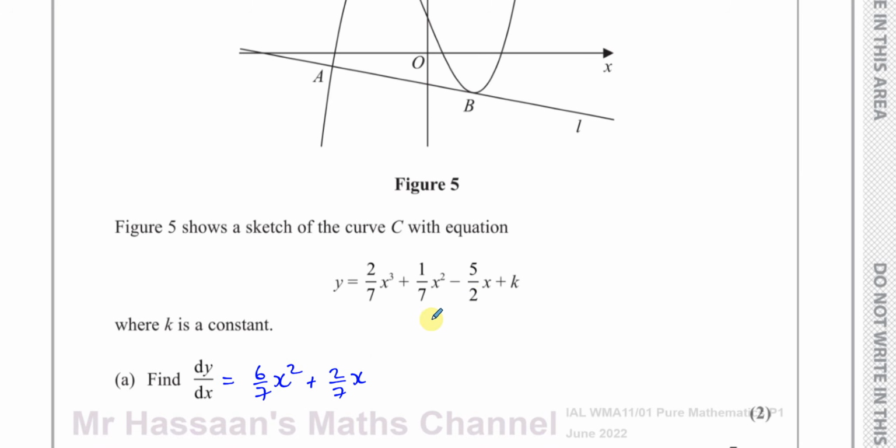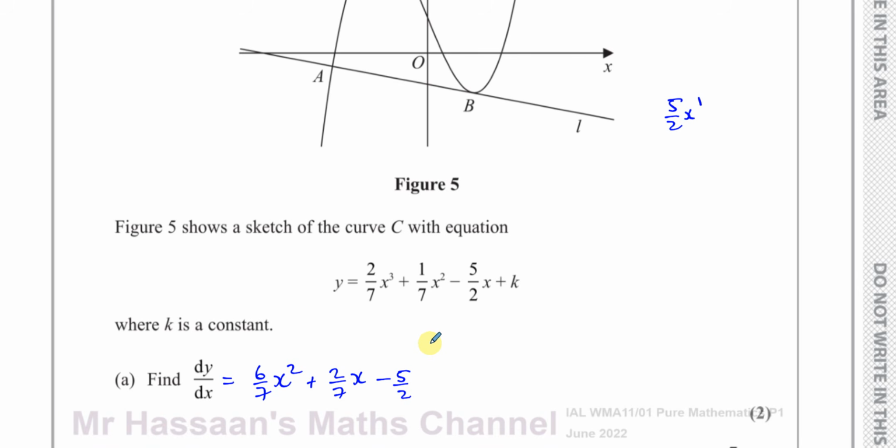And then the x term basically loses the x, and you're just left with the coefficient, because you have here 5 over 2 x to the power of 1. That's what's there, it's not written. You multiply by the power, you get 5 over 2. If you take 1 from the power, you end up with x to the power of 0, which is equal to 1, so you don't write that down. And any constant, when you differentiate, becomes 0. So the k just disappears. So that is dy/dx.